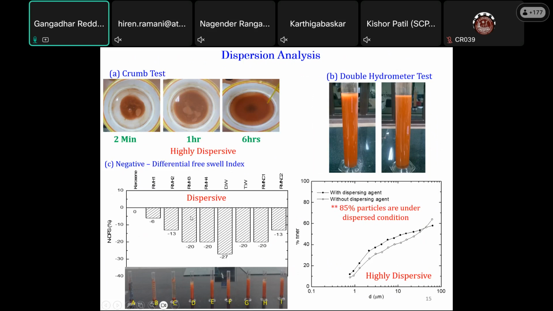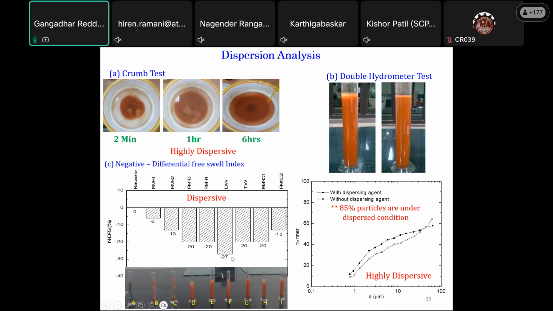So there is something called the differential free swell index, the third one. We do this testing to characterize whether soils are highly expansive in nature or not. So what I have done is, you can see on the x-axis there are kerosene, red mud 1, 2, 3, 4. Basically these are different pH values. I have taken different values of pH, so the liquid present in each cylinder is of different pH. Then I monitored it continuously for about 24 hours, to see what happens to the dispersion.